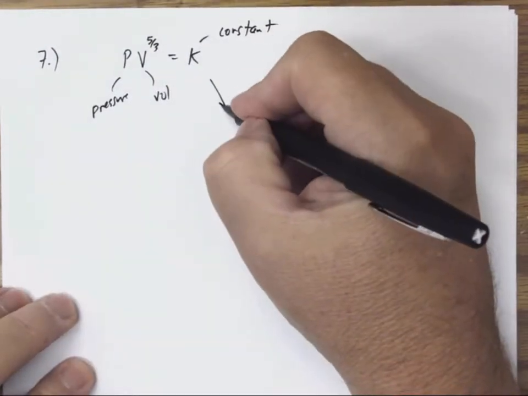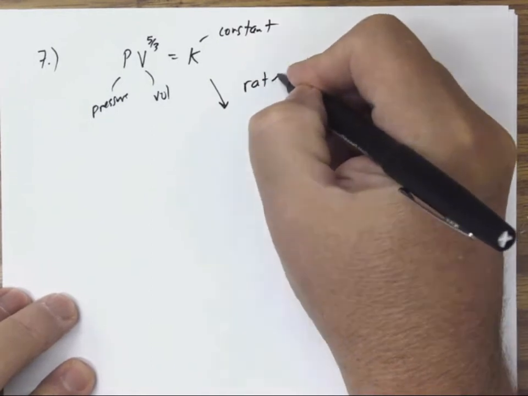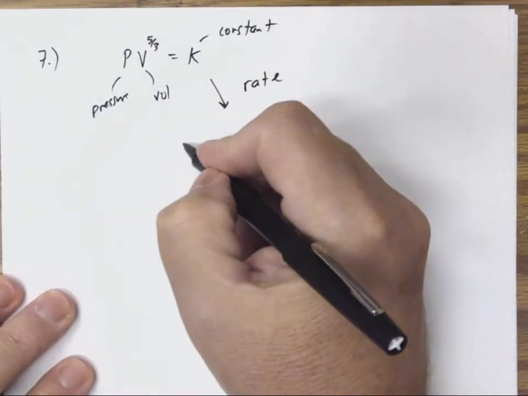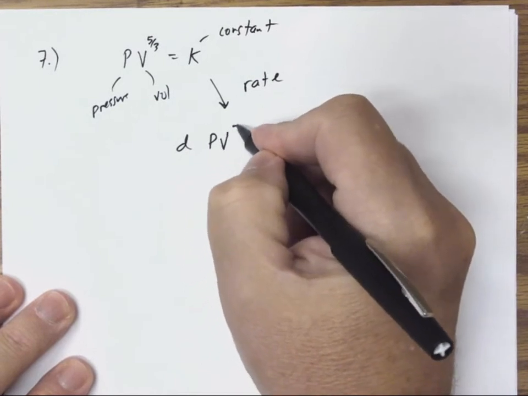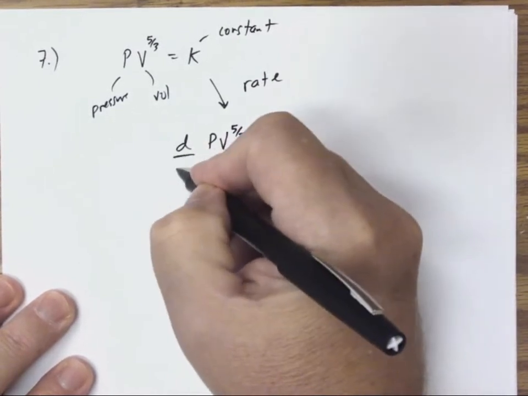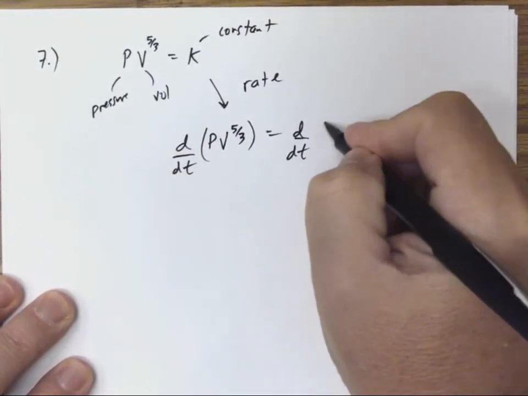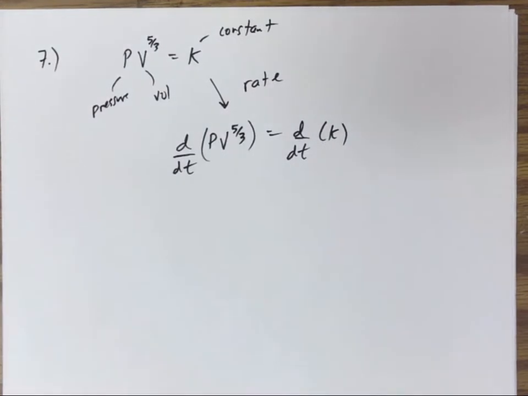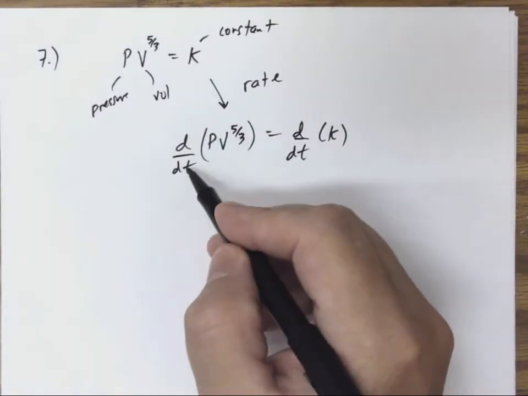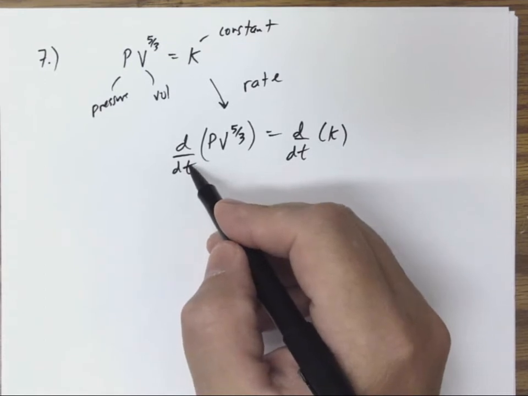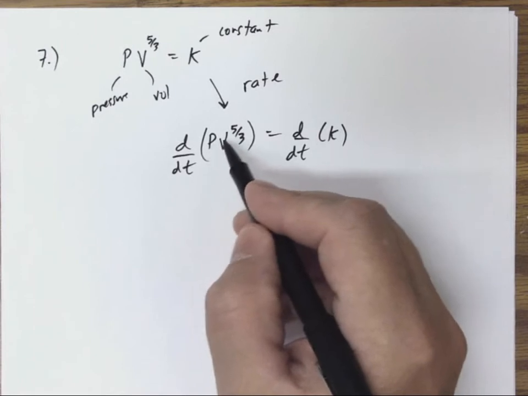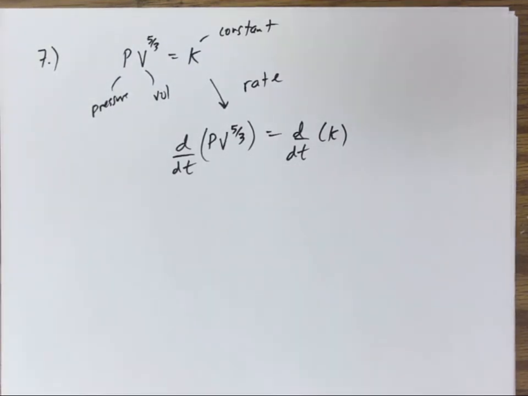Now to turn this into a related rate problem, we have to take the derivative with respect to time of both sides of the equation. Now P and V are both variables. Neither of them is the same as the variable that we are taking the derivative with respect to, because it's time. But we're still going to have to apply the product rule to the left-hand side.